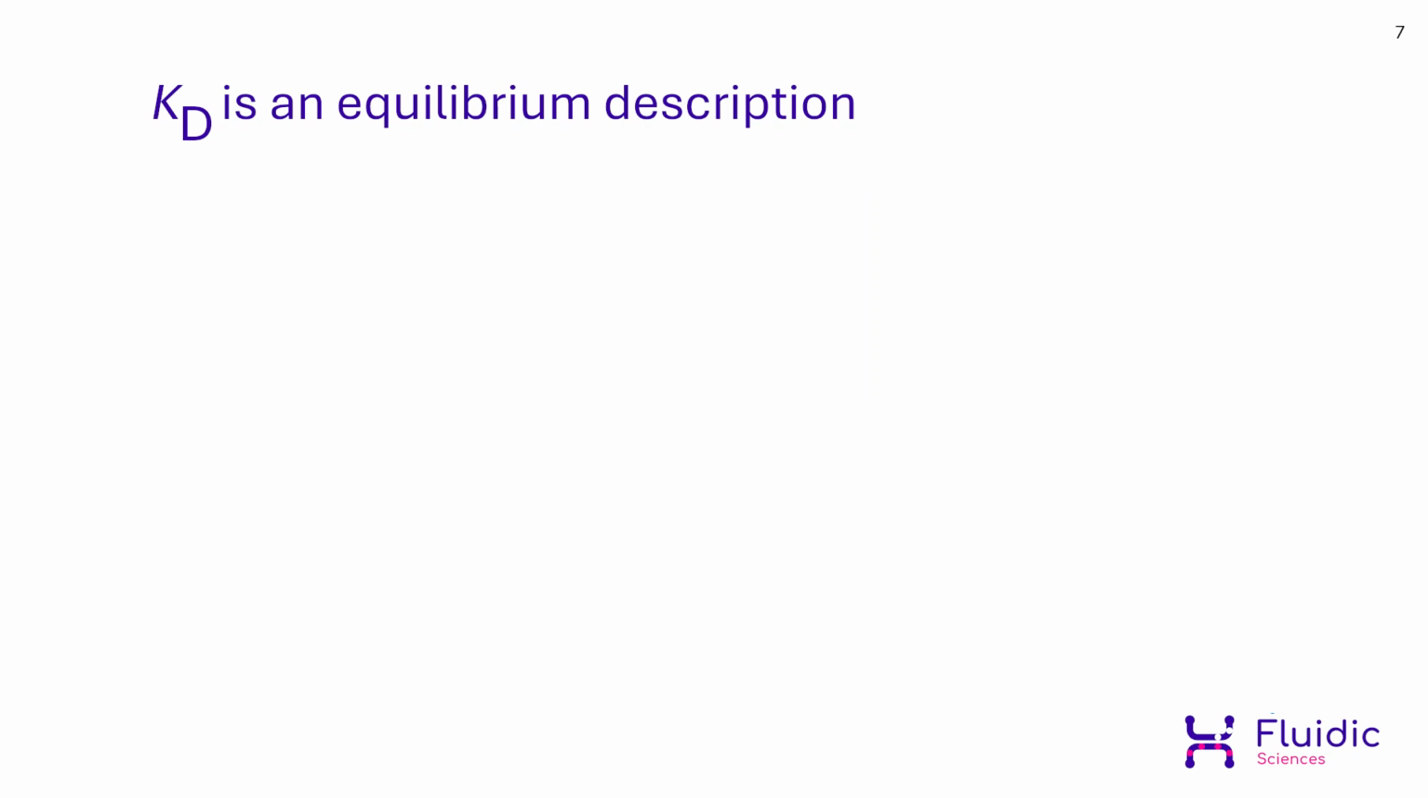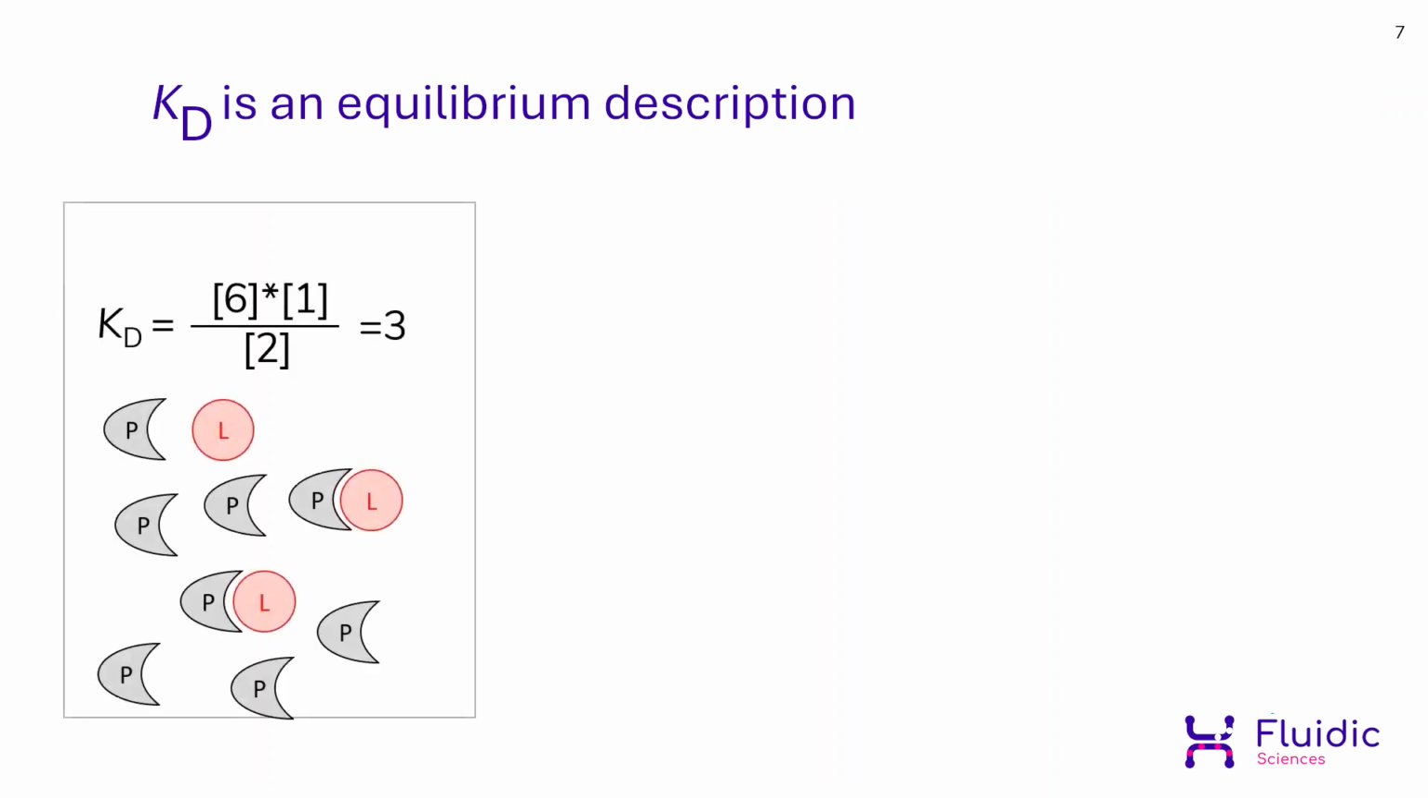KD is an equilibrium description, and is not representative of the concentrations of proteins and ligands in any given system. This is something to always bear in mind. In the following 3 examples I'm about to go through, the KD for the system will always remain at 3. So in the first example, there are 8 proteins and 3 ligands. They are in the system with the KD of 3. That means there will always be 6 free proteins, 1 free ligand, and 2 protein-ligand complexes at any moment in time.